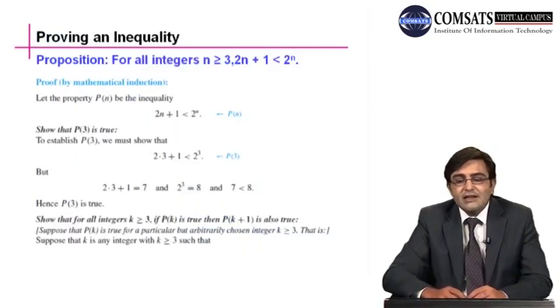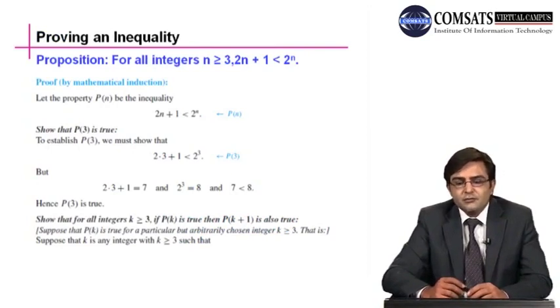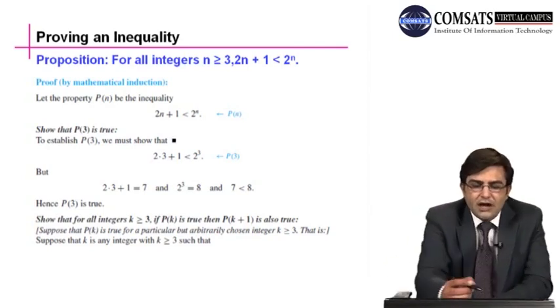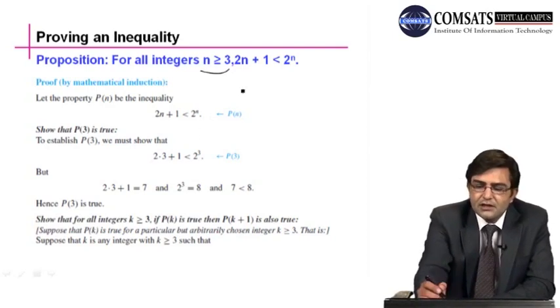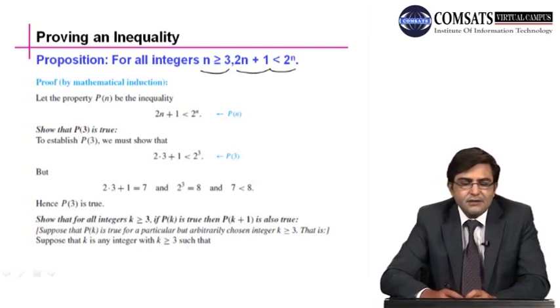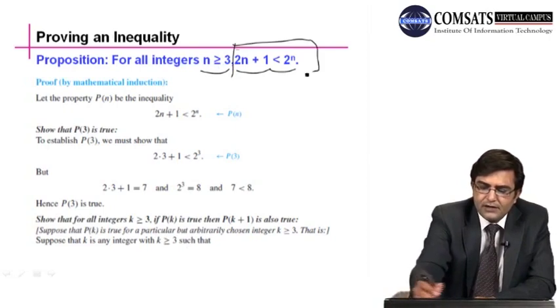Next is proving an inequality. This is also important to discuss here: how to prove an inequality which involves integers. Here we have to prove that for all integers n greater than or equal to 3, 2n plus 1 is less than 2 power n. This is P of n.